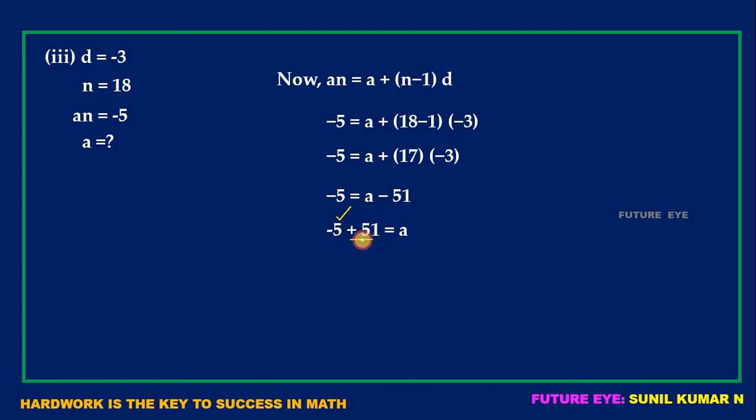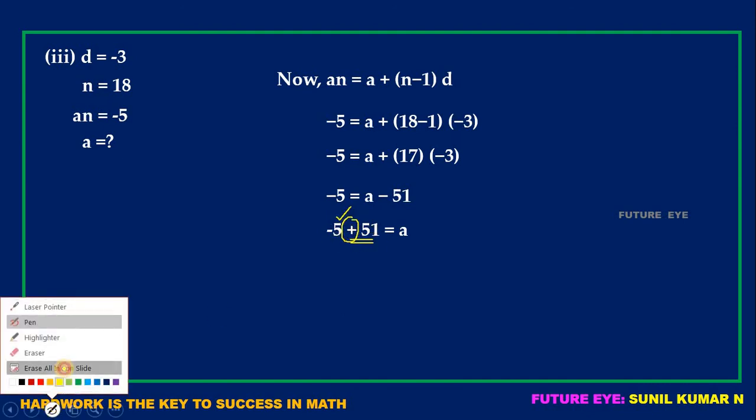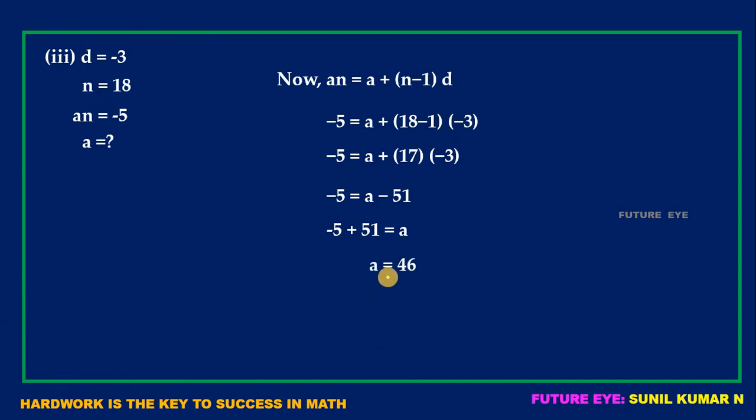And which is a greater number here? 51. In front of 51, which sign is that? That is plus. So your answer will be plus 46. So A value is plus 46.